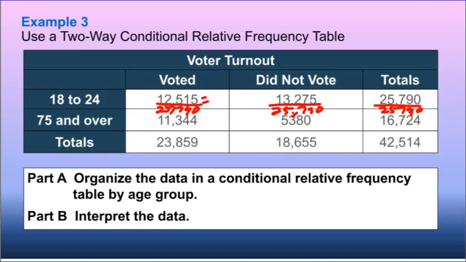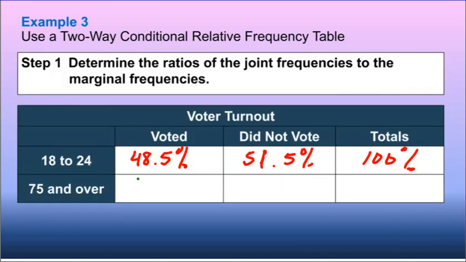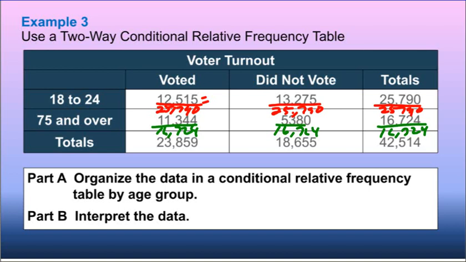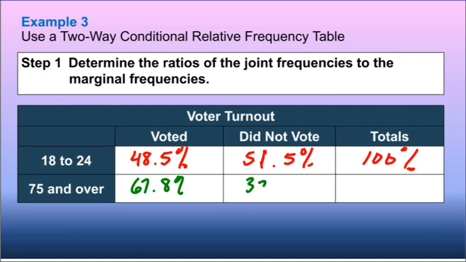75 and older. And we're going to divide these by 16,724. So we have 11,344 divided by 16,724. That gives us 67.8%. Next, 5380 divided by 16,724. That gives us a total of 32.2%. And if you were to add those straight across, that should equal 100%. So 67.8 plus 32.2 also gives us 100%.